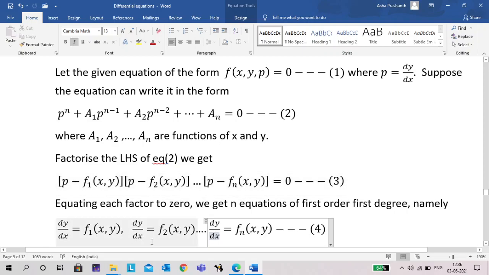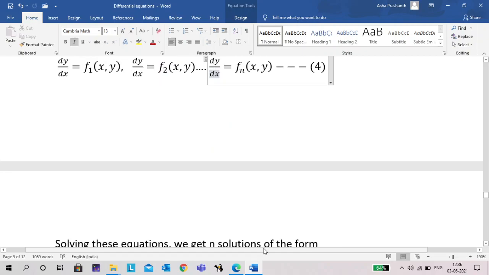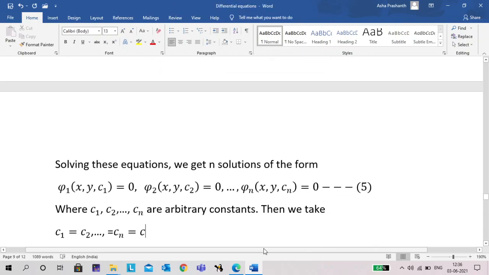Then after equating this to 0, we have to find the solution by using a suitable method. Either it may come under variable separable form, or it may come under linear differential equation form. Any one of the forms we solve, we will get a solution. The solution can be written as phi 1 of x comma y comma c1, phi 2 of x comma y comma c2. If you are getting 2 factors, then you will get 2 solutions. If you are getting 3 factors, then you will get 3 solutions. Combine those 3 solutions, and we will get a complete solution.